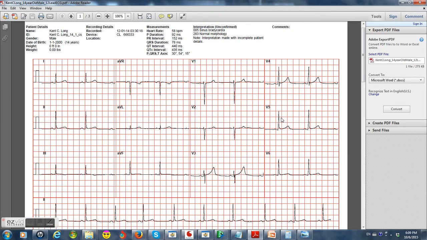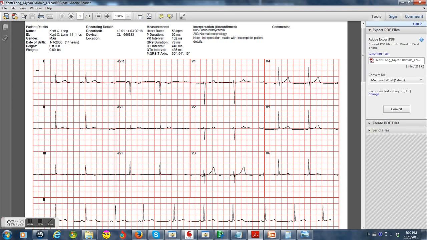Okay, welcome back. This is our sixth video, the third one dealing with conventional snapshot 12-lead ECG, a 10-second long recording. This ECG is from a very young patient. It's from a 14-year-old male that we've named Kent C. Long. Again, that's not a real name. It is a descriptive name.